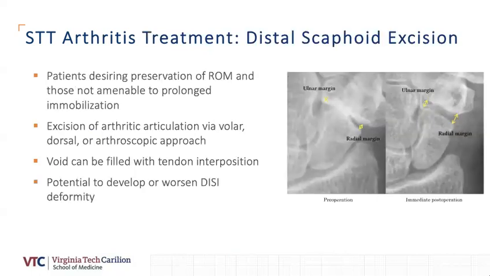So treatment options for these patients include distal scaphoid excision. This is a good option if they want to preserve range of motion and avoid a long immobilization, since this is a less invasive procedure. What it involves is just excision of that arthritic articulation, and it can be done via a volar or dorsal approach, or it can be done arthroscopically as well. The issue with this is that by removing that distal segment, you could be removing some of the SL ligament and weakening that ligament, which could result in a DISI deformity in the future.